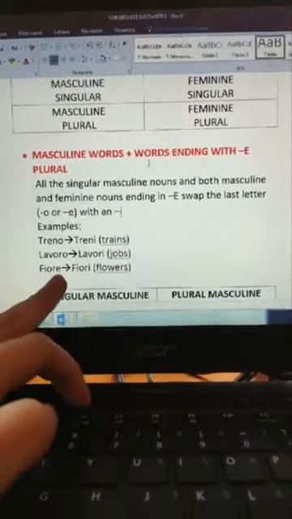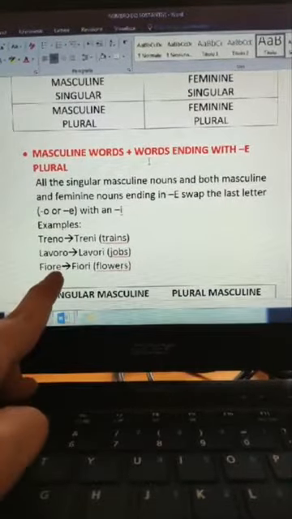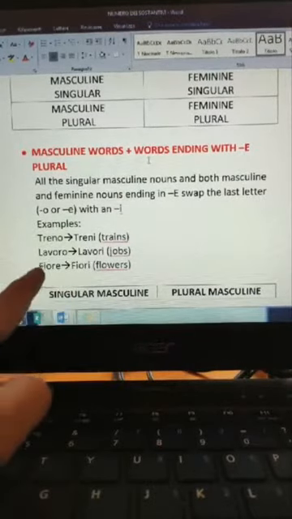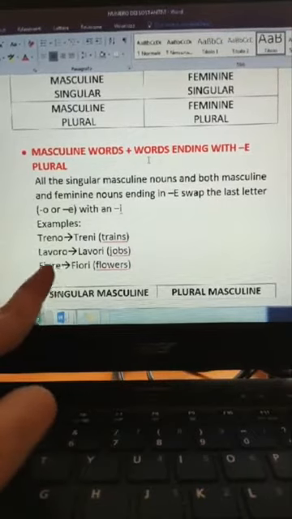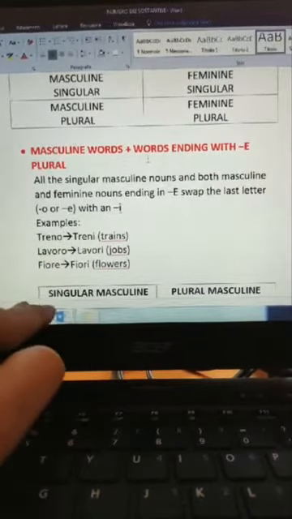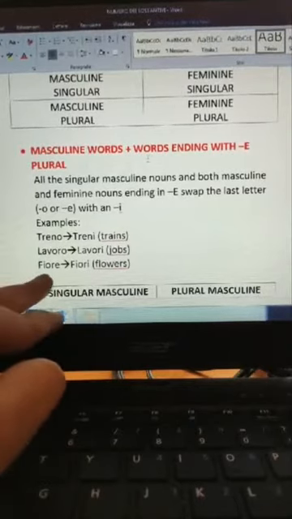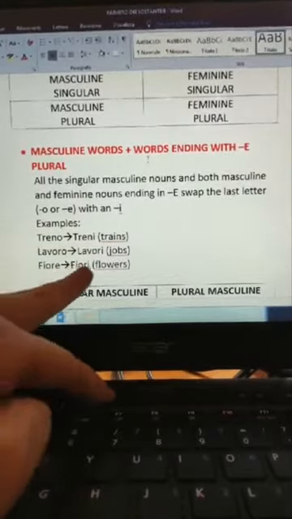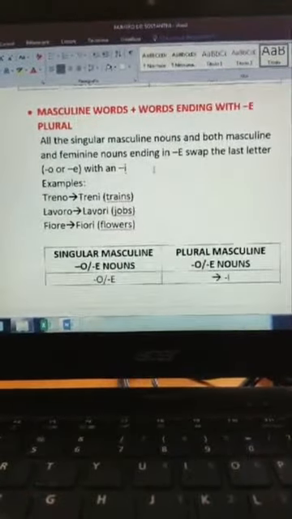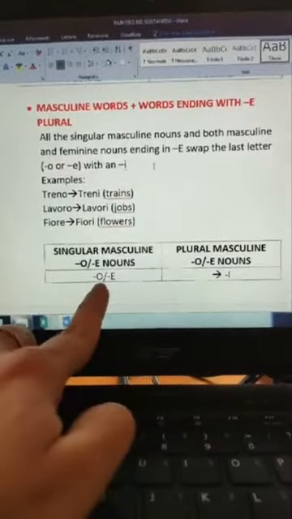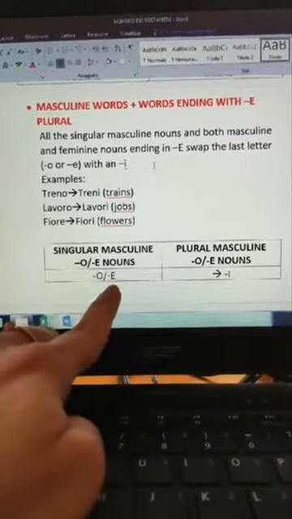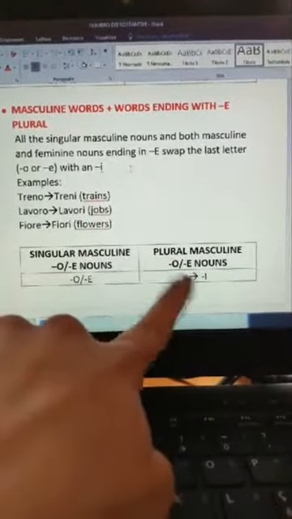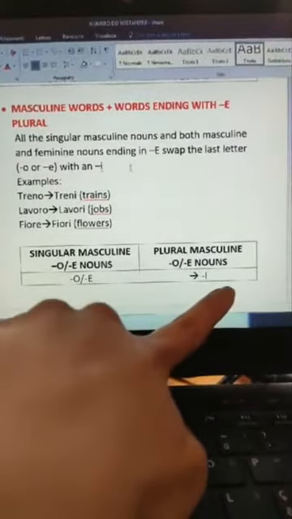Okay, and now here I show you an example of a word that ends with the letter E. It doesn't matter if it is feminine or masculine. In this case, this is masculine because it ends with ore. It doesn't matter anyway. It could have been a feminine noun as well. It would have been the same. So fiore becomes fiori because you need to swap the letter E for the letter I. Okay? Here I show it. So all the nouns that end with O or E in their singular form become I. All of them swap the O or the final E with the I.